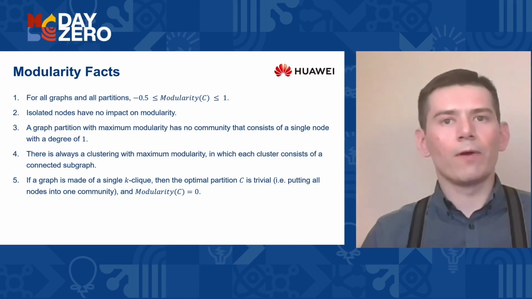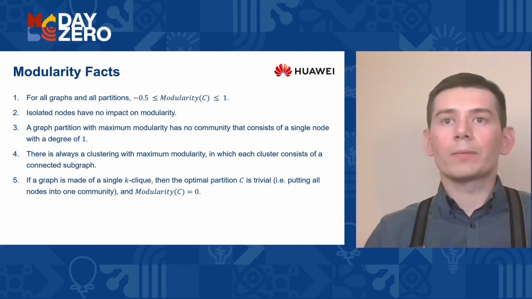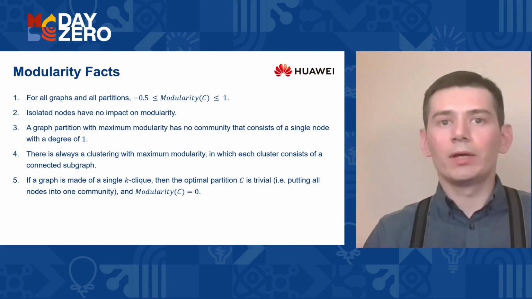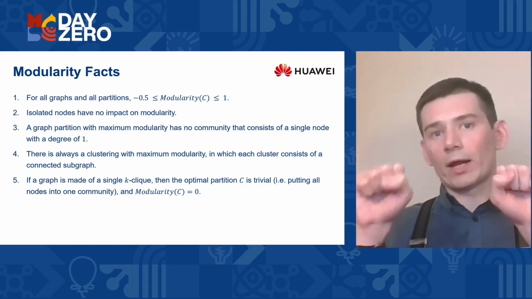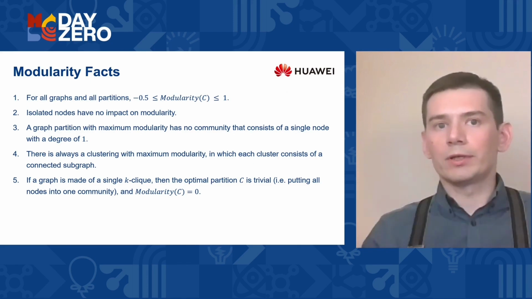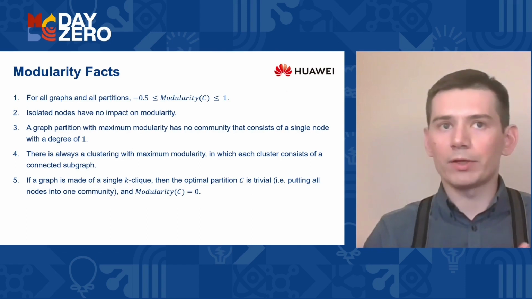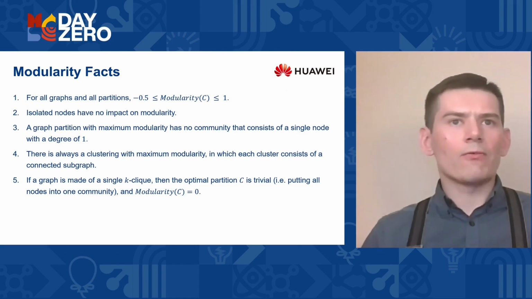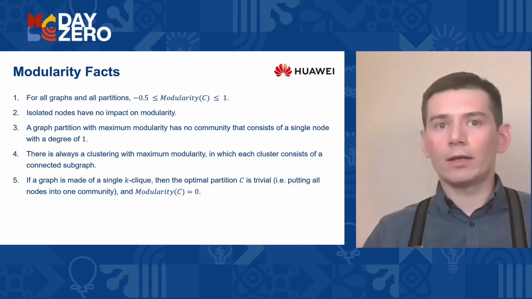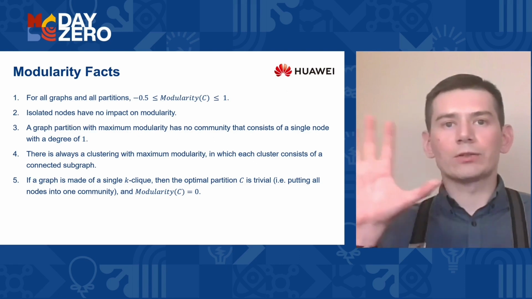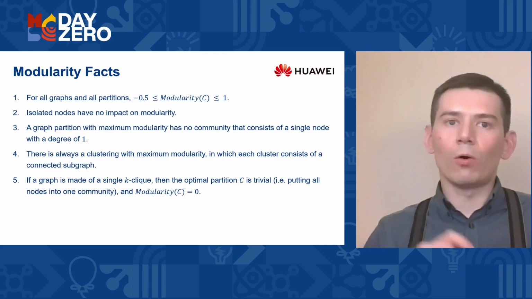Also, we know that in an optimal clustering, every cluster is connected. So, for example, if you have two disconnected components, we can assign different communities to both of them without losing modularity score. Also, if a graph is made of a single k-clique, then the optimal modularity is trivial, and actually it is 0. Just to remind you, a k-clique is a graph that has k nodes and all edges.